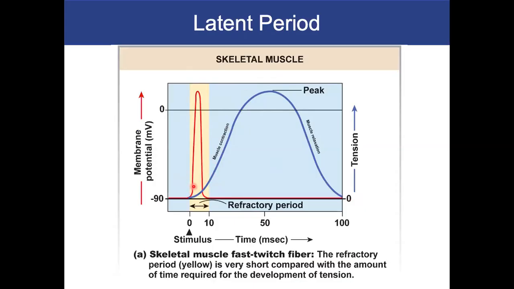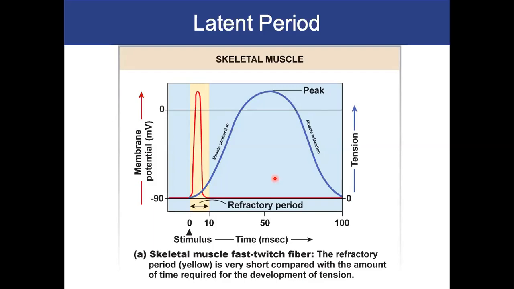the stimulus gets the muscle excited, but look at how long this absolute refractory period is. So that absolute refractory period of that nerve or that skeletal muscle is pretty minimal, right? It's about 10 milliseconds. And look at how long that muscle contraction and muscle relaxation takes. It takes about 100 milliseconds, right? And so the absolute refractory period is really minimal compared to skeletal muscle contraction.